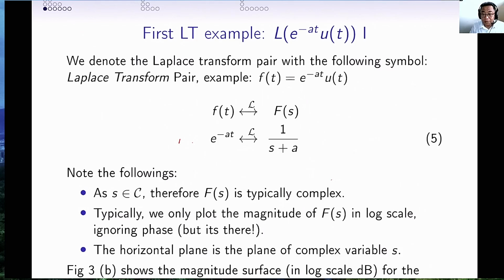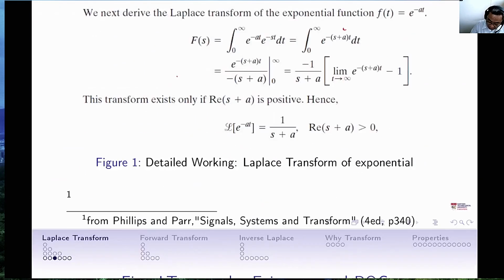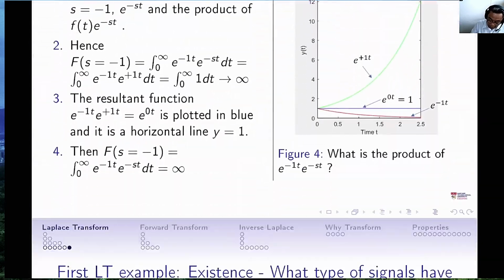In the next few slides, we are going to study the Laplace transform of the signal e minus at multiplied by the Heaviside function ut. What does e minus at look like? Let's take a look at this figure.